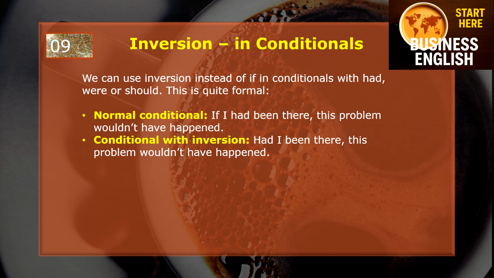We can use inversion instead of if in conditionals with had, were, or should. This is quite formal. Normal conditional: if I had been there, this problem wouldn't have happened. Conditional with inversion: had I been there, this problem wouldn't have happened.